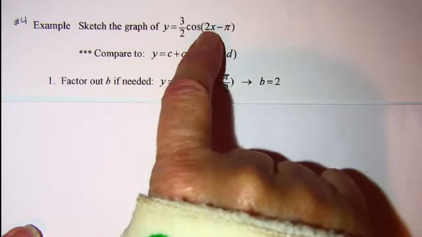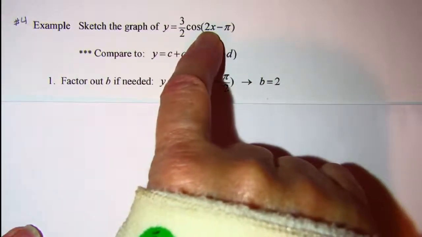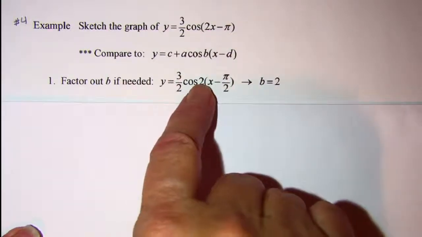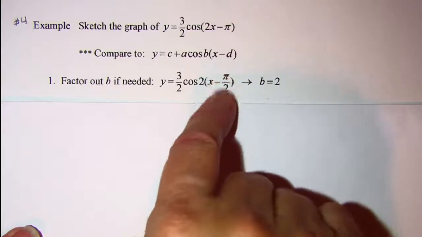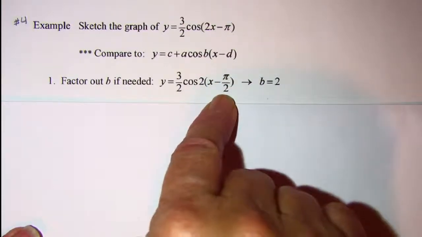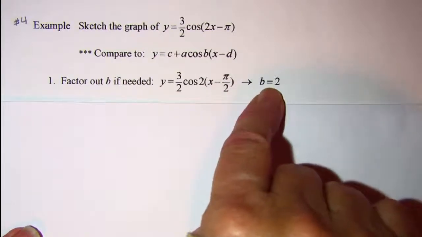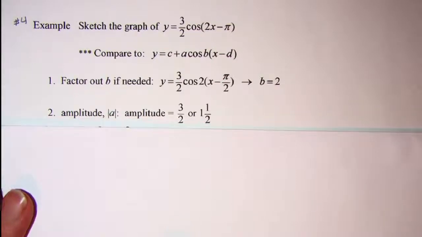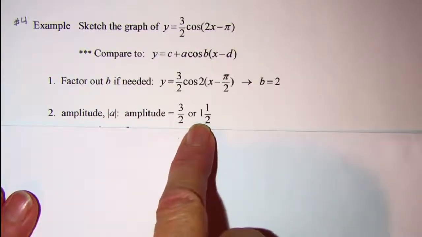Since the x has a coefficient of 2, we need to factor that 2 out of the parentheses. And when we do that, we have x minus pi over 2 left inside. So our b value is 2. Then we'll find our other values that we need for graphing.